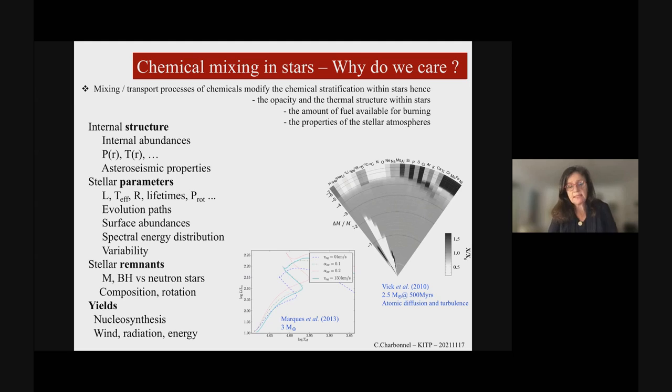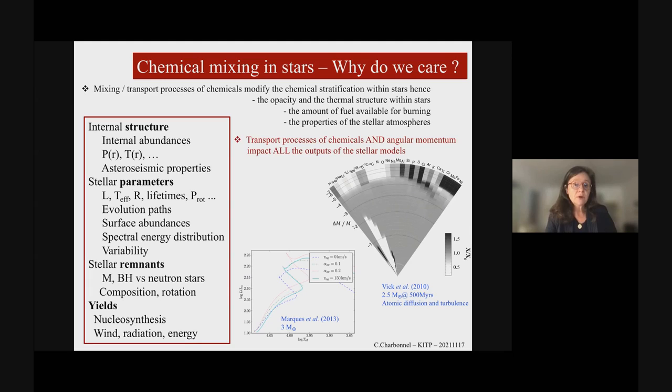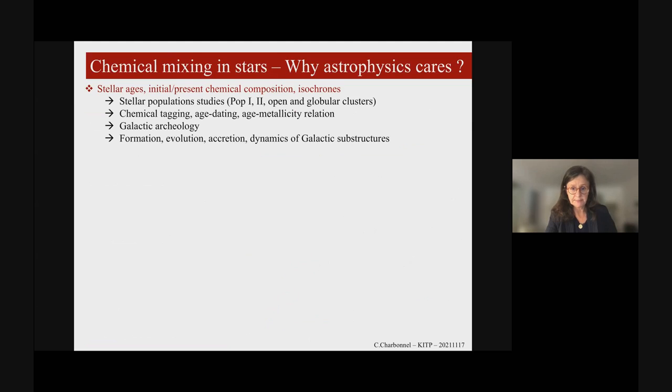And of course, that has some consequences on the yields. So the nucleosynthesis is going to change when you have transport processes, and also the wind of the stars, the radiation they emit, and the energies they inject in the interstellar medium are going to change due to these processes. So all the outputs of the stellar models are going to change due to these processes.